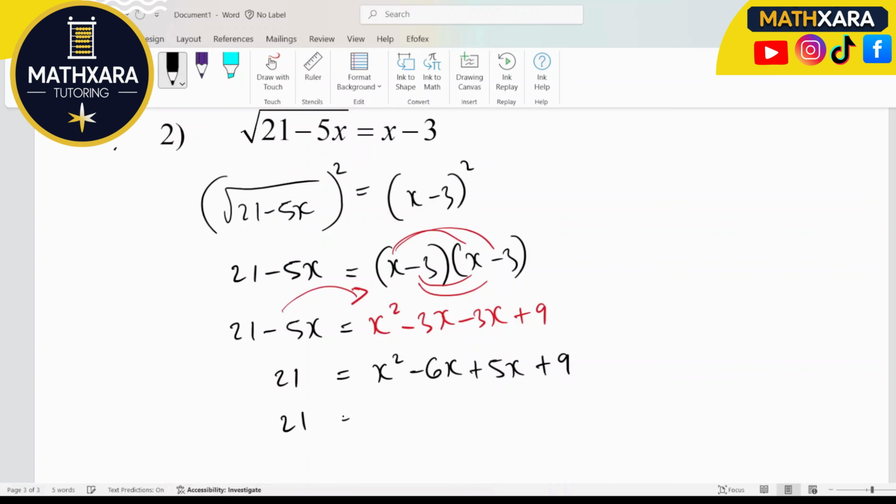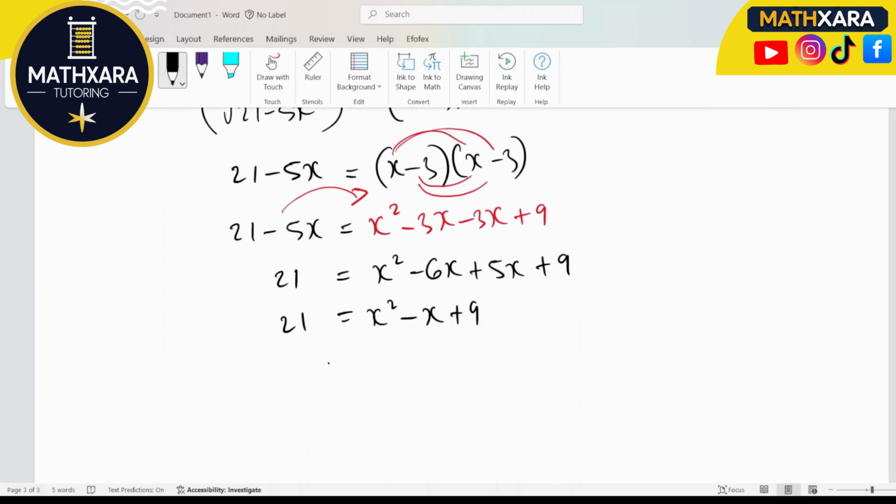Let's simplify a little bit further. X squared minus 6x plus 5x, that's negative x, plus 9. Then we could subtract 21 from both sides. That will be 0 equals x squared minus x, and 9 minus 21, that gives us negative 12.